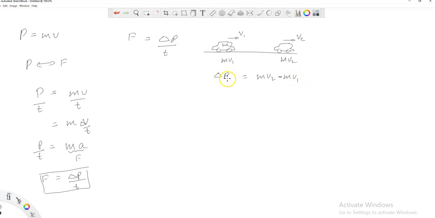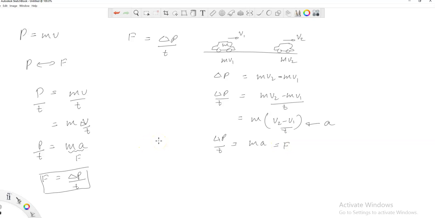So here's the change. Now if I divide this change by time, I'm explaining the same thing in a little different way, okay? If I divide this change by time, I have this side also mv2 minus mv1 over time. I can take this m out, velocity difference over time. You know this is acceleration. So delta p over t is mass times acceleration, which is force.